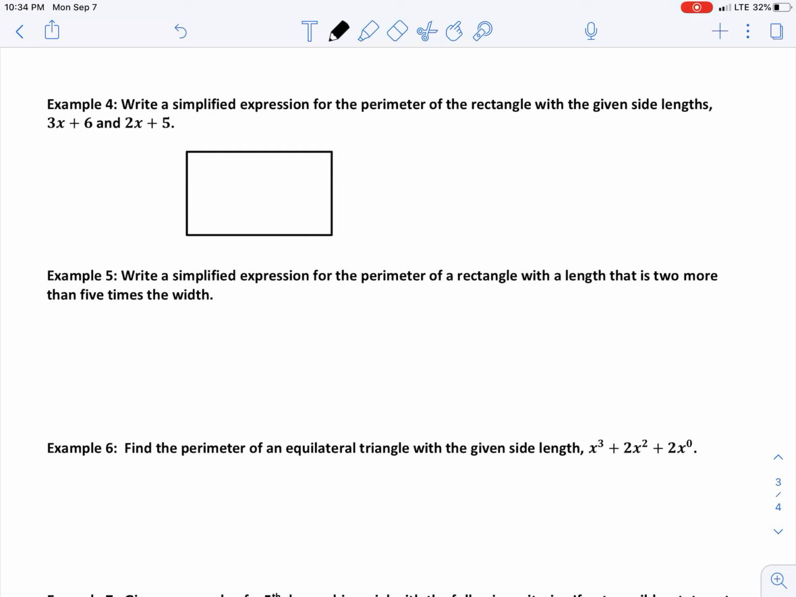So if you look at a rectangle, opposite sides are congruent or the same. So that means basically if this side is 2x plus 5, this side has to be 2x plus 5. Okay. Then it says our other side length is 3x plus 6. So basically if this side is 3x plus 6, the opposite side has to be congruent or equal to that, so it also has to be 3x plus 6. And it's asking us for a simplified expression of the perimeter, okay? And perimeter is the distance around a figure. So basically, you're adding up all of your sides.